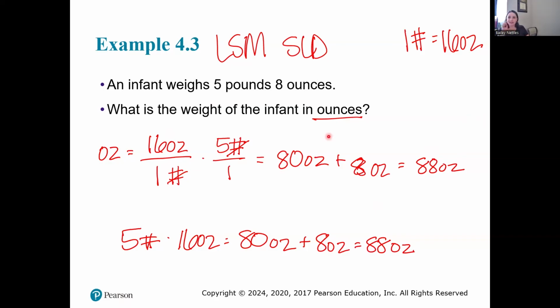I definitely suggest pausing these and trying to work them yourself before I go over them. So if I'm doing desired over have, I'm going from larger to smaller, because it takes 16 to equal 1. So I need to multiply. 5 times 16 is 80, plus 8 is 88.